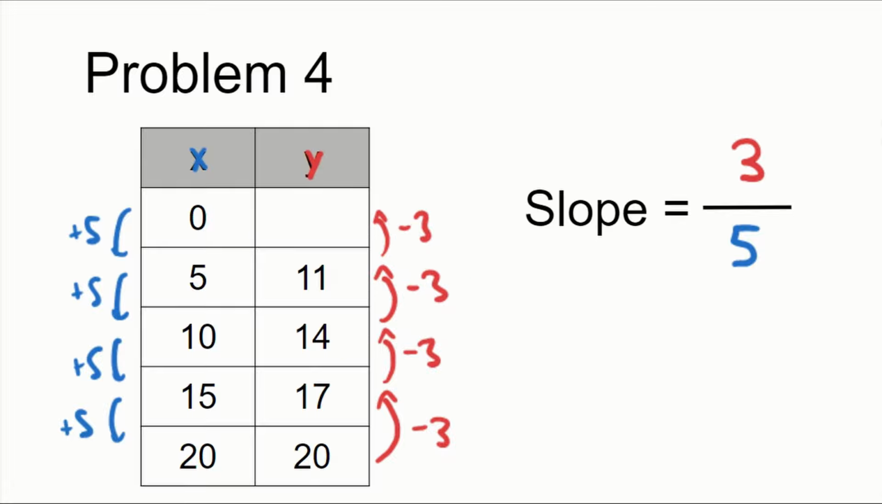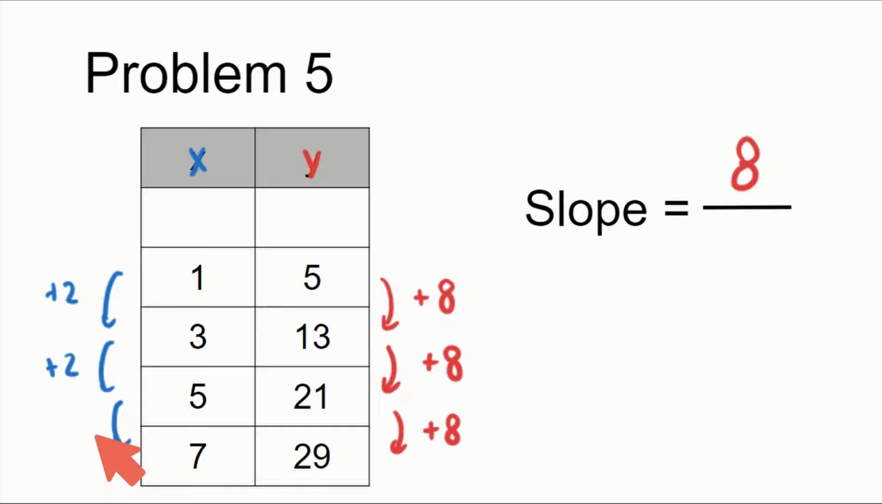Taking a look at our x's, let's take a look at our change. So from 1 to 3, that's going to be a change of plus 2. From 3 to 5, that's going to be a change of plus 2. And from 5 to 7, that's going to be plus 2. So the denominator for my slope is going to be 2. So my slope is going to be 8 over 2.